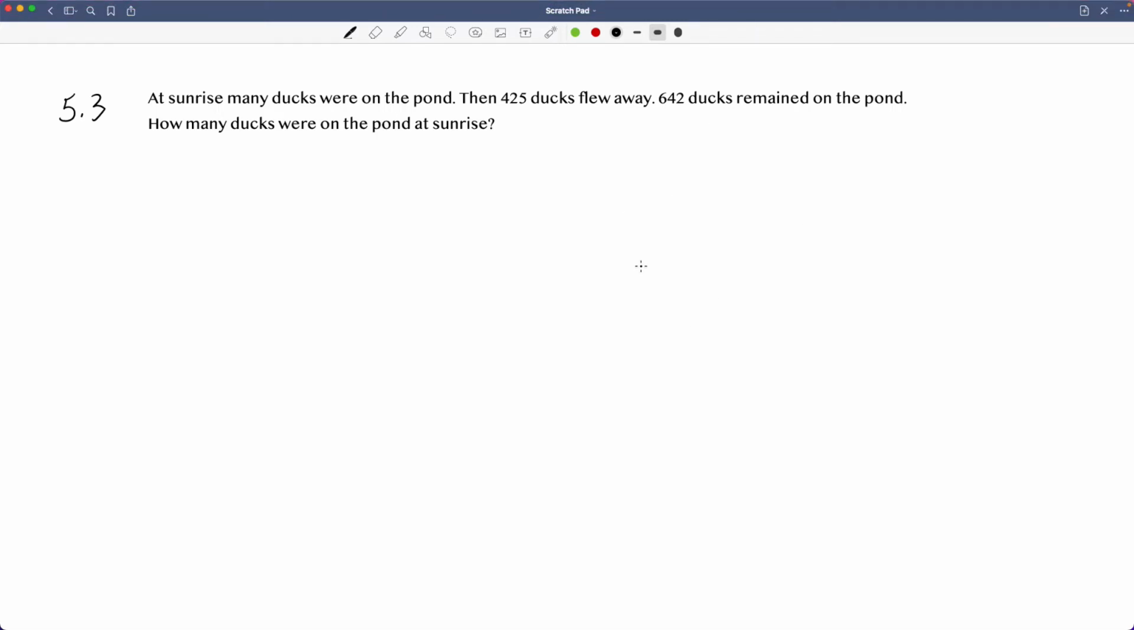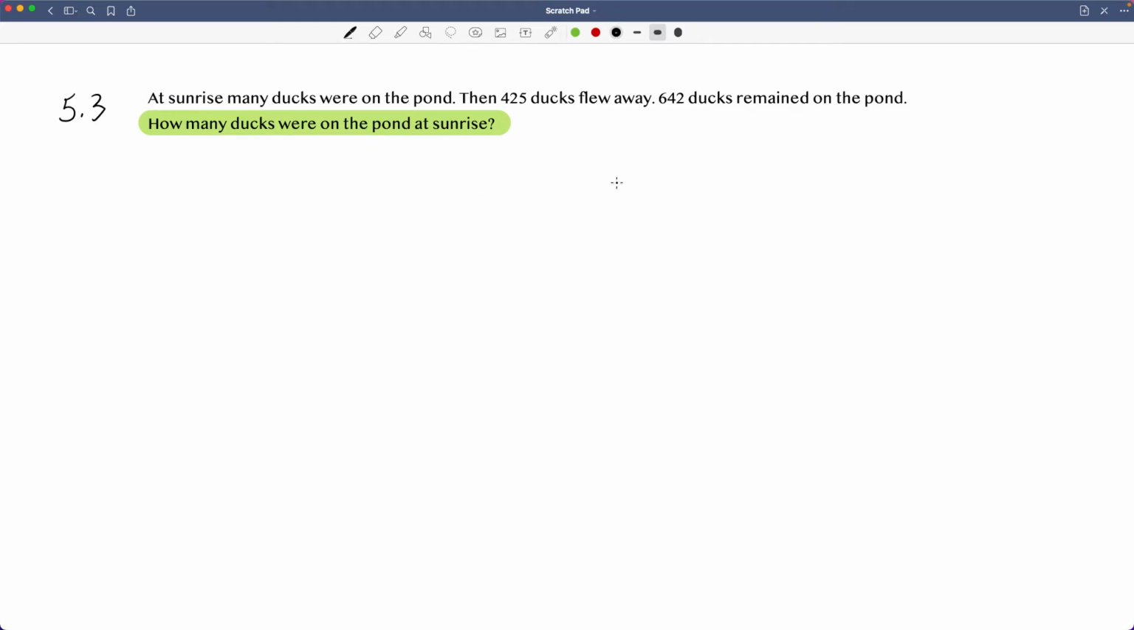So at sunrise, many ducks were on the pond. Then 425 ducks flew away. 642 ducks remained. How many ducks were on the pond at sunrise? So this is asking us for the total that we started with.